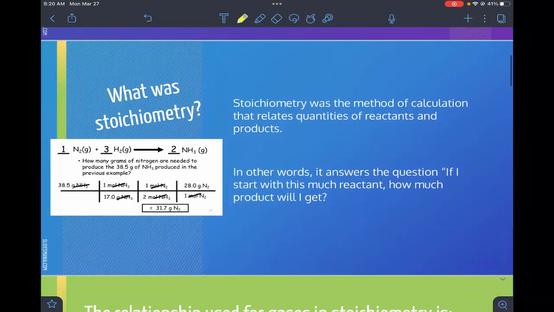All right, so what in the world was stoichiometry? This was from our last unit of study. Stoichiometry was the method of calculation that relates quantities, remember that means numbers, of reactants and products. So in other words, it might answer the question, if I start with this much reactant, how much product will I get? And so that's what this example problem is. It said how many grams of nitrogen are needed to produce 38.5 grams of NH3. So we started with 38.5 grams of NH3 and we ended at grams of nitrogen. So this is what all stoichiometry problems look like.